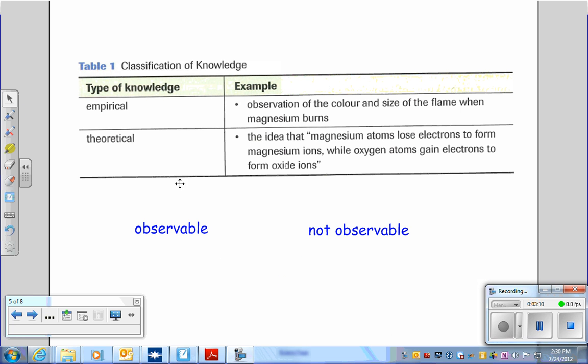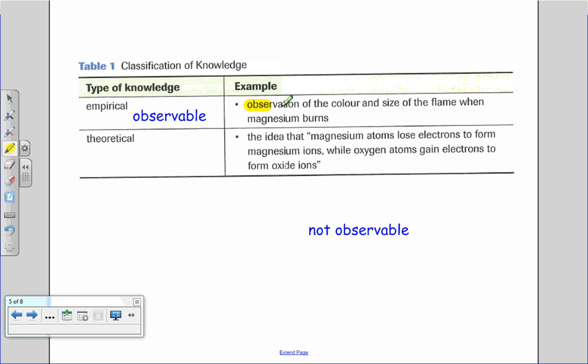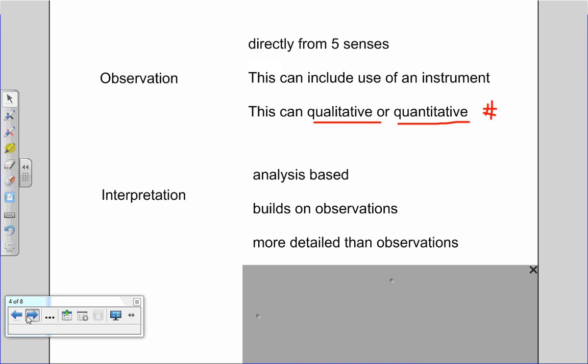Another way of looking at two different types of knowledge that can come from that would be empirical or theoretical, where empirical is your observable, such as the observation of color and size of a flame when magnesium burns. Whereas theoretical knowledge is more of that interpretation that we saw. So this would be your empirical knowledge, this would be your theoretical knowledge.